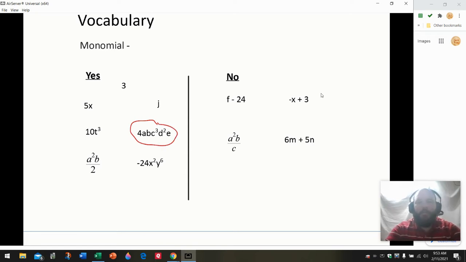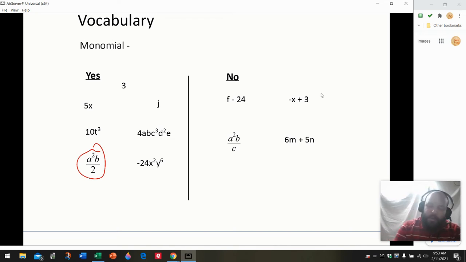Looking over this list, another example of a monomial would be this 4 right here. You can see we have 4, a, b, c to the third, d squared, and e. All of those letters, and then the number 4 and the powers, because they're separated by multiplication, that is fine. That is a monomial. Same with this 10t to the third, same with this negative 24x squared y to the sixth. Those are all monomials, as well as what you see right here, where we have an a squared b, and it's being divided by 2.